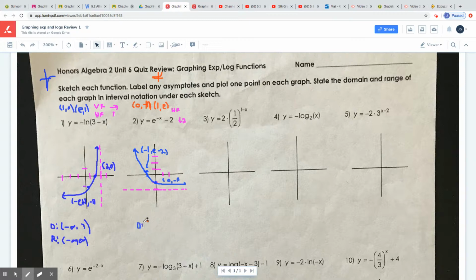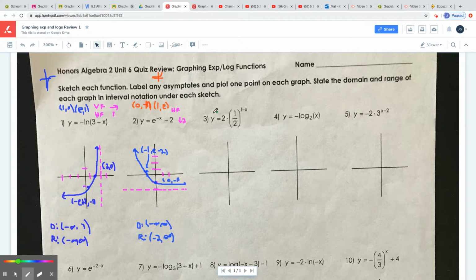For exponentials, the domain is -infinity to infinity. The range is either -infinity to the horizontal asymptote if it's below. If it's above like it is here, it's the horizontal asymptote to infinity, which means the horizontal asymptote is at -2, so it's -2 to infinity. All right.